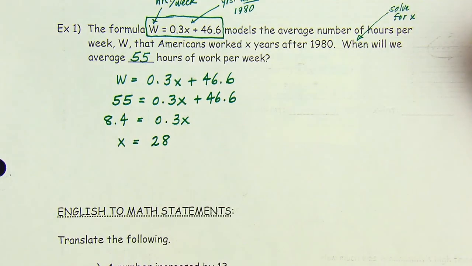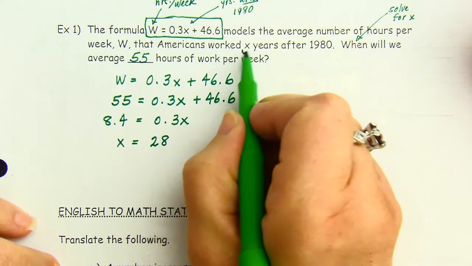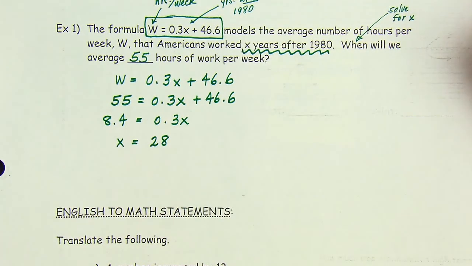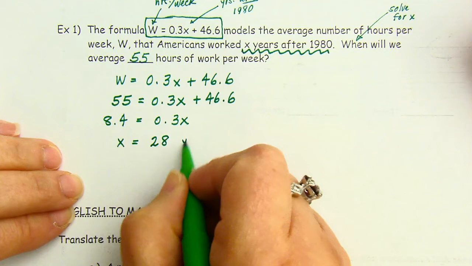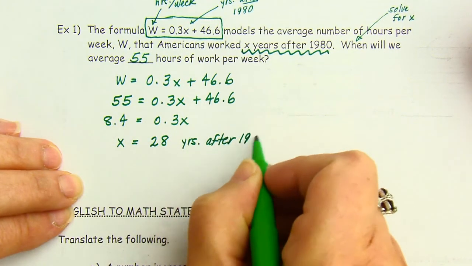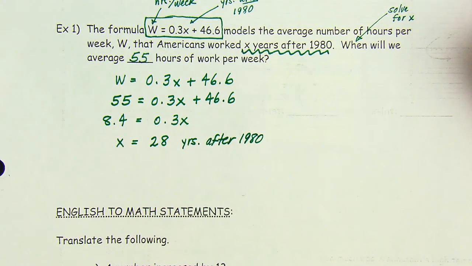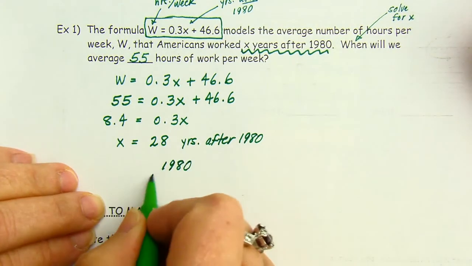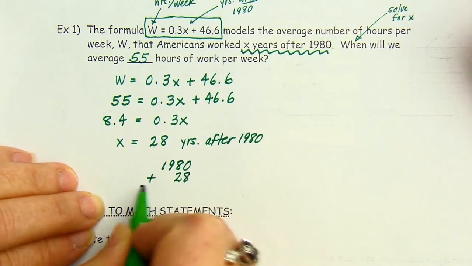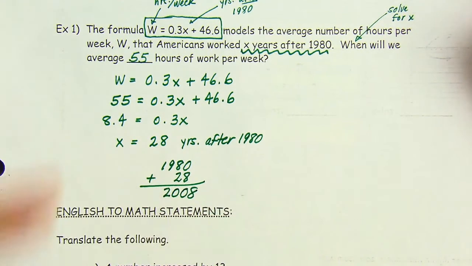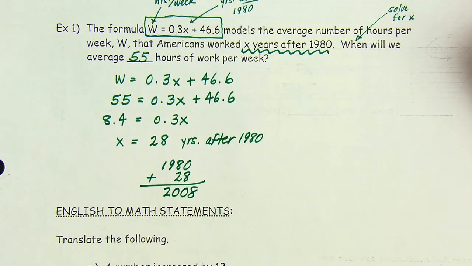But remember, in the problem, X represents years after 1980. So this is X equals 28 years after 1980. You have to actually figure it out. So it's 1980, add 28, and come up with 2008. So that is the year. That's when we will average 55 hours of work per week.